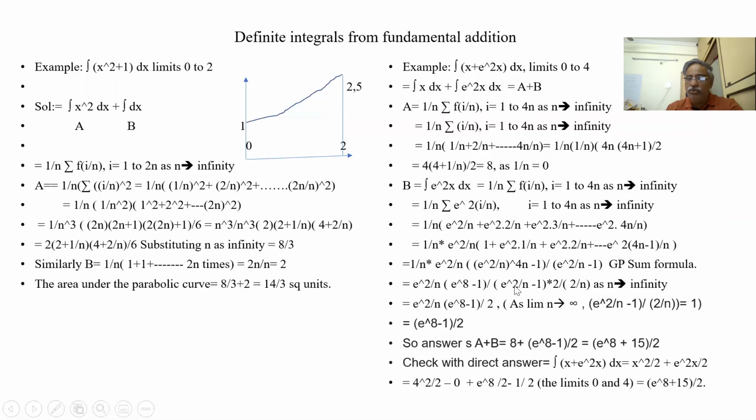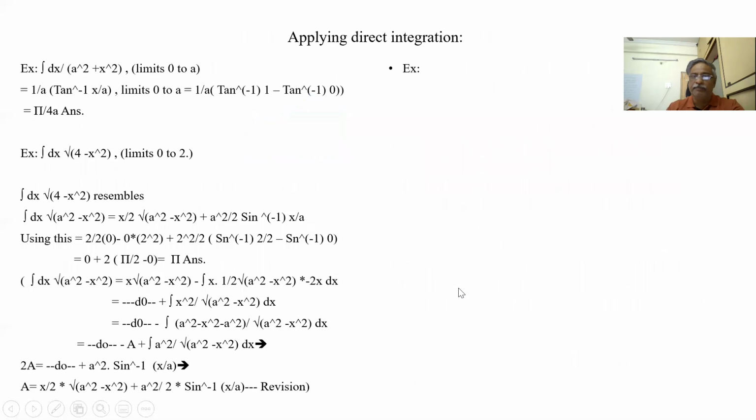If it is x 2, I should have 2. If it is 1 by n, I should have 1 by n. Like that. Accordingly, we have to adjust the other factors. So then we go to the next example.